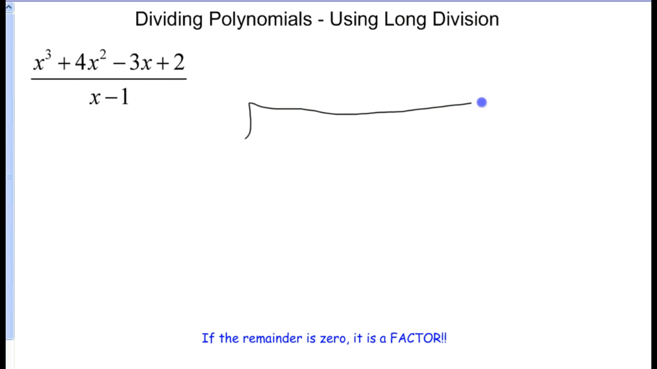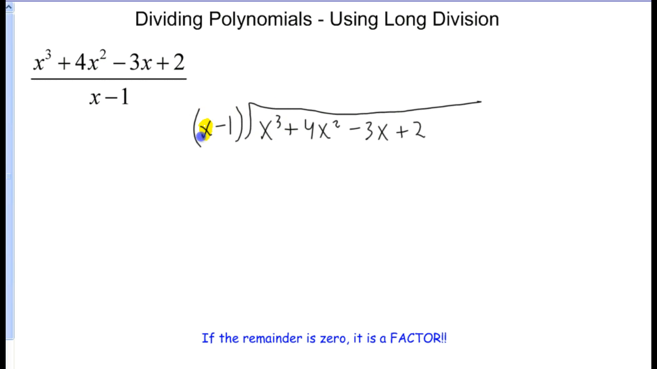Now what we'll be attempting is a little bit tougher than long division with numbers, but we're going to use long division with polynomials. So again, you got to know what goes in the house here. x cubed plus 4x squared minus 3x plus 2. And we're dividing by x minus 1. We'll put that in parentheses just so we know that we are dividing by both of those terms.